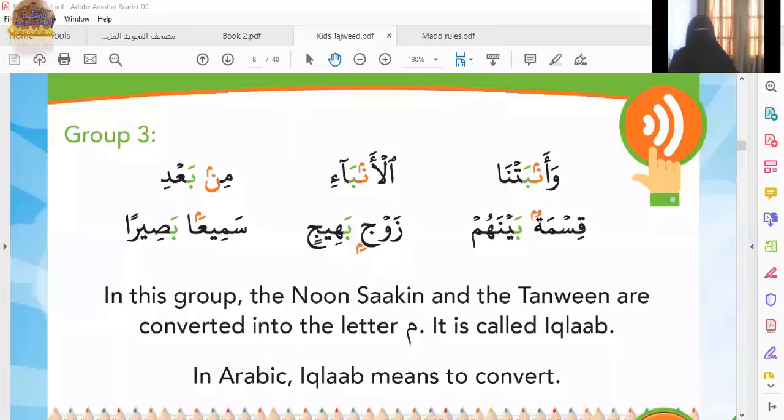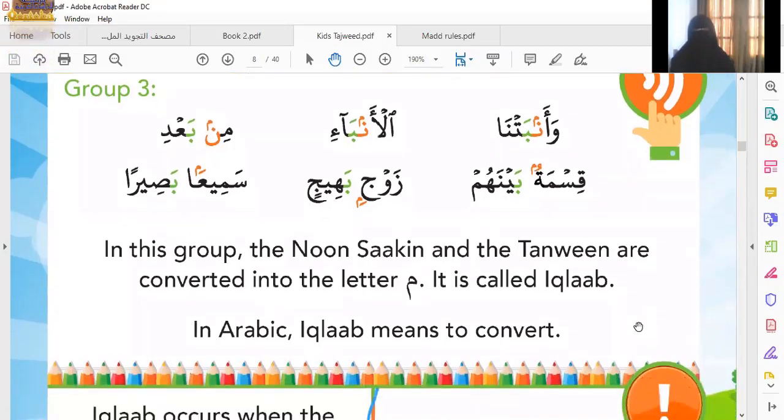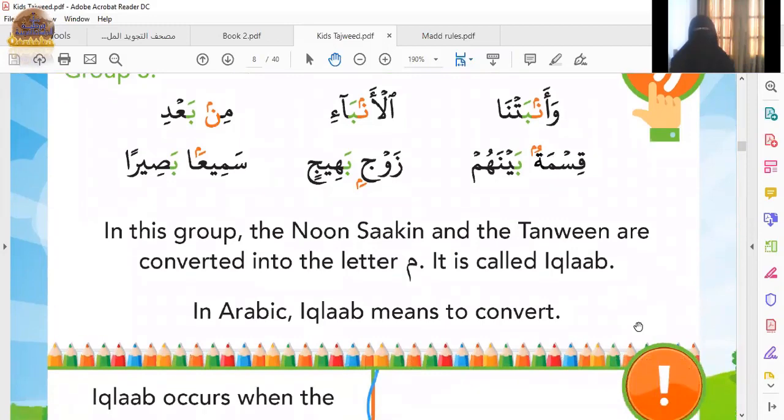In this group for Noon Saakinah and Tanween rules, the third group is called Iqlab Rule. We need first to understand the meaning of Iqlab. Iqlab means to convert. In this group, the Noon Saakinah and Tanween are converted into the letter Mim.